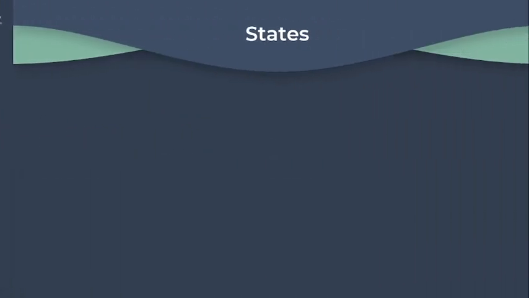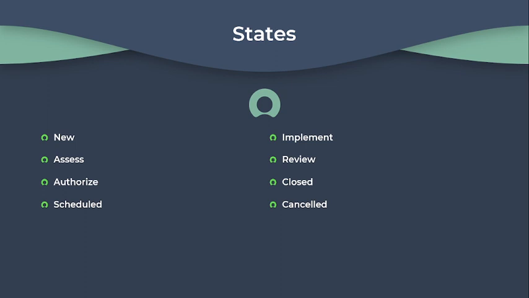Then states. There are different states from which you can say that a change is created, and it starts from new to cancel. The new: a need for a change is identified and a change request is initiated in the new state.